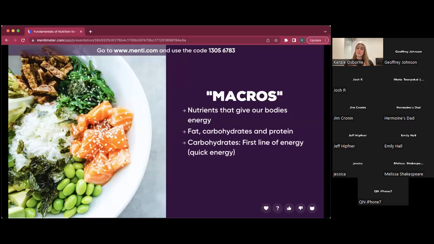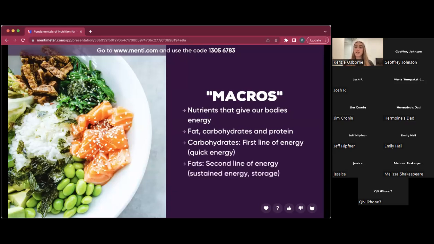When you break these three macronutrients down, we can break them into how we use them, okay? So first is going to be carbohydrates. They are our first line of energy. They're what our body likes to use most in terms of quick energy source. So we can break them down fast, we can use them fast, and they provide us with quick energy that we can use right away.